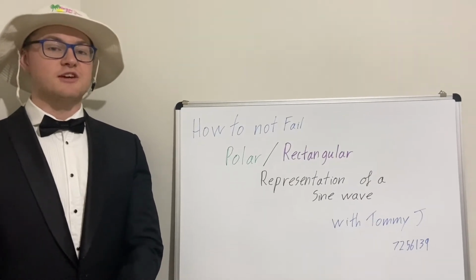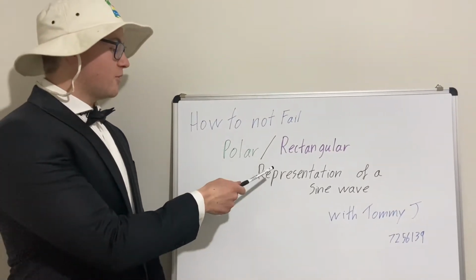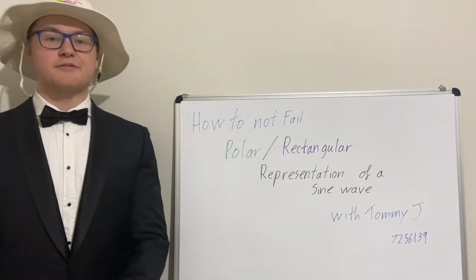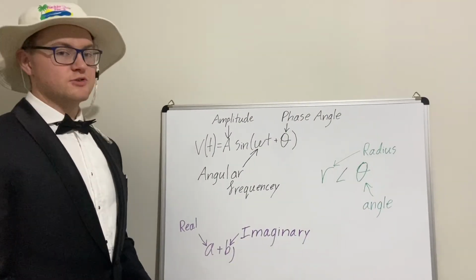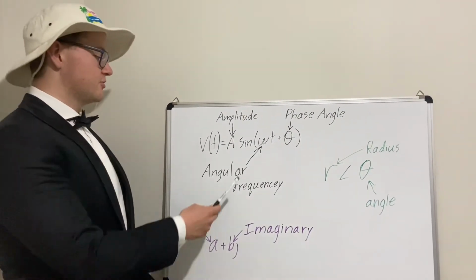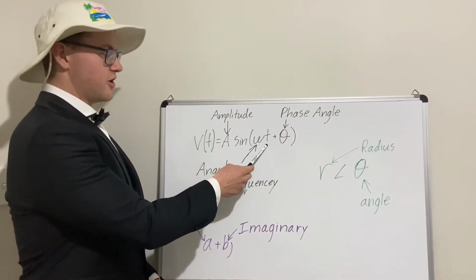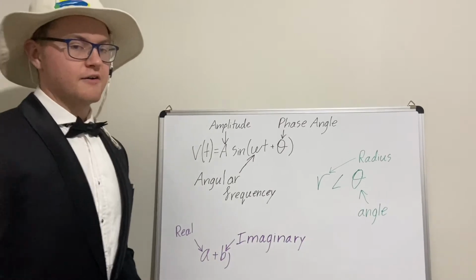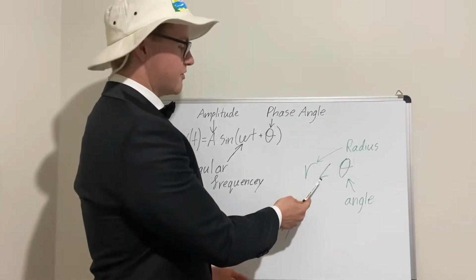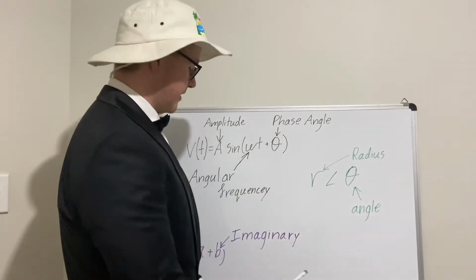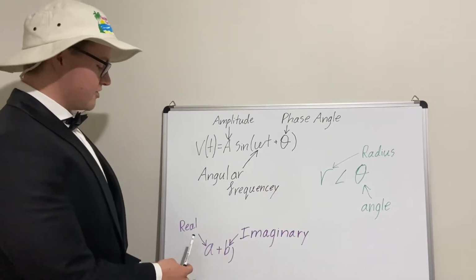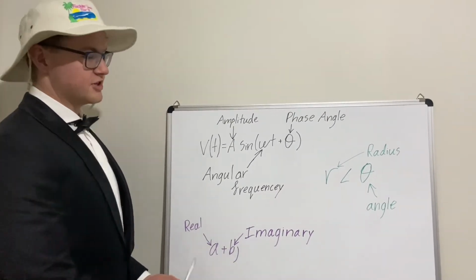Today we'll be focusing on rectangular and polar representation of a sine wave. Okay, now with the general sine wave equation for AC voltage, you would have the amplitude times the sine of angular frequency times time plus the phase angle. However, if we move over to polar form, you just have a radius and an angle. Much simpler. And if you move down to imaginary, you have the real plus the imaginary.